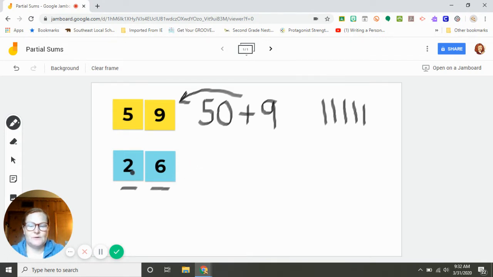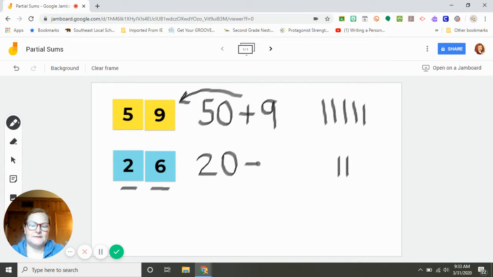So the 2 is worth, since it's in the tens place, 2 tens. So there's your 2 tens. If you count the 2 tens, that'd be 10, 20. So the 2 in this case is worth 20.